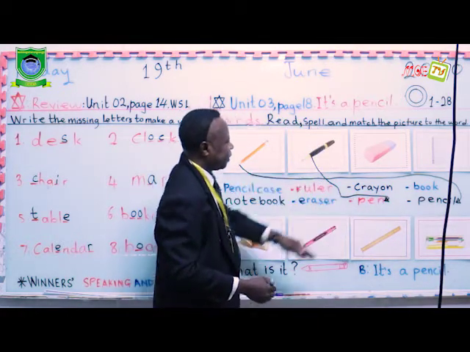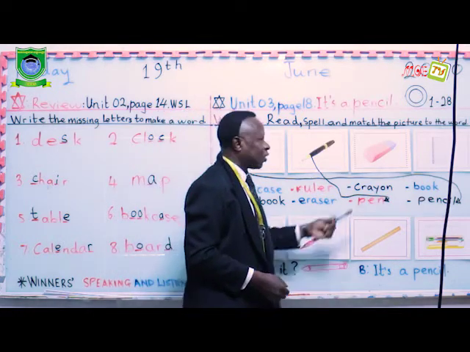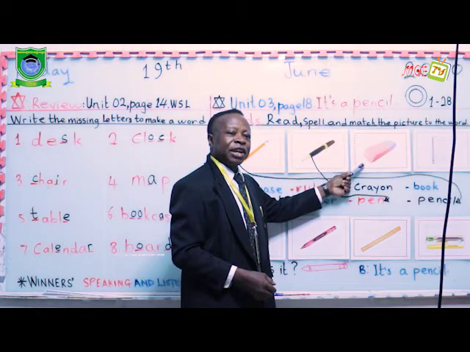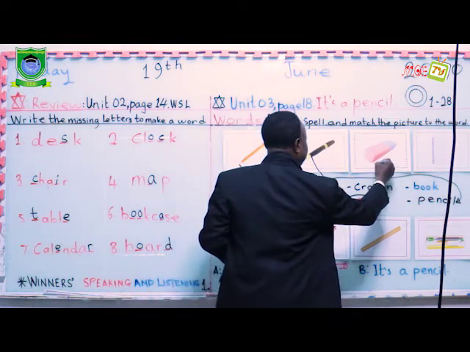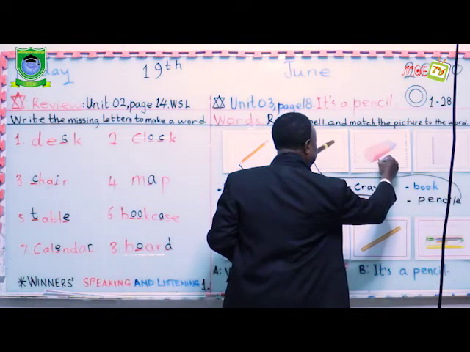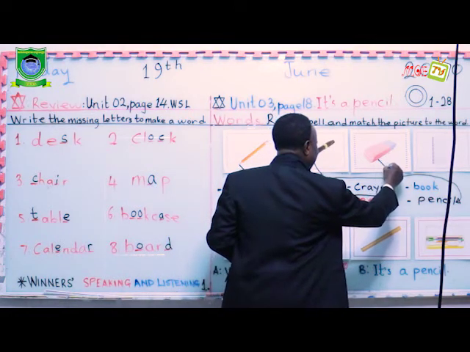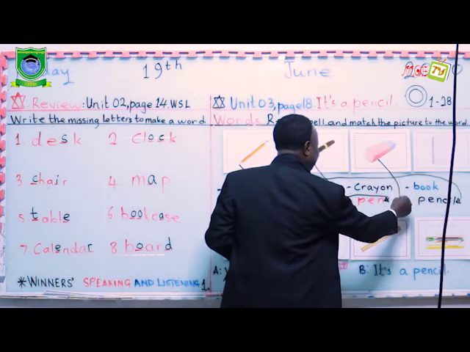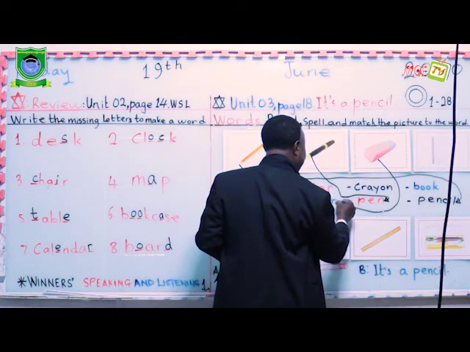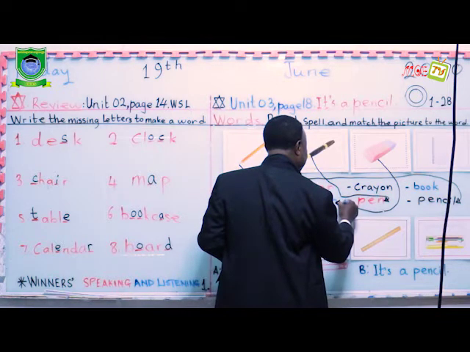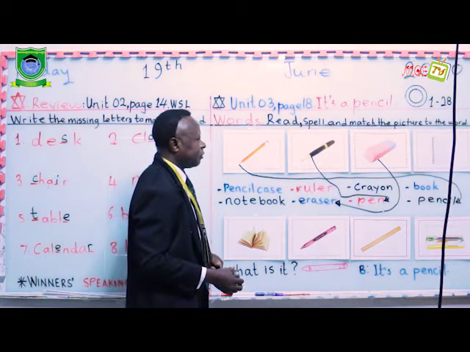Pen. Okay. The next one is called eraser. Together, eraser. So we just find eraser. We just draw the line from here. So eraser is down here. So we will just go here and then come here and then make the arrow. So that is eraser.